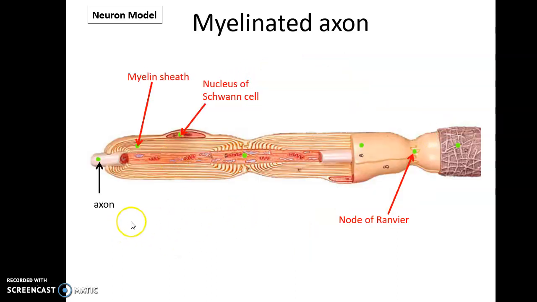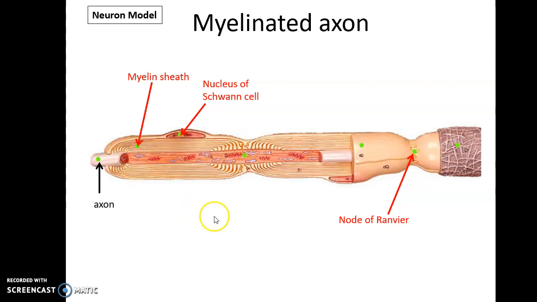Here's the rest of the model. So the axon continues along the model. So here's the axon straight down the center. Surrounding the axon, of course, is the myelin sheath. So these many layers represent the myelin sheath.